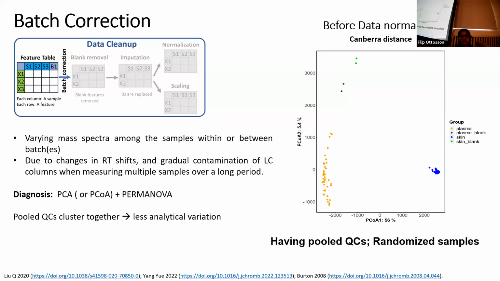And when you have it dispersed apart, you might have some more batch effect that you need to correct for. This is just to give you an overview. For this data set, they first ran all the plasma samples and then the skin samples. They are two different sample matrices, randomized within those samples.